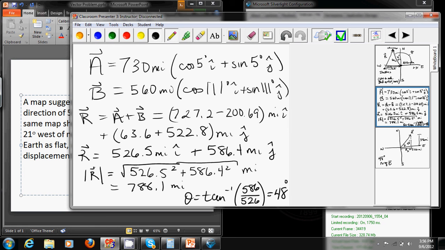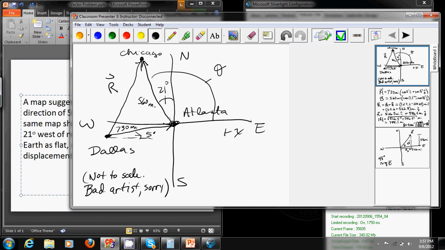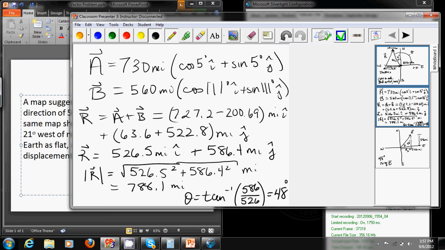Okay, now I just sum those vectors up. I use vector summation to get my displacement, because here's vector A, here's vector B. Using the tip-to-tail vector addition method, you can see that your resultant vector would be a vector sum. So I solve for these x and y components, and I've done that.